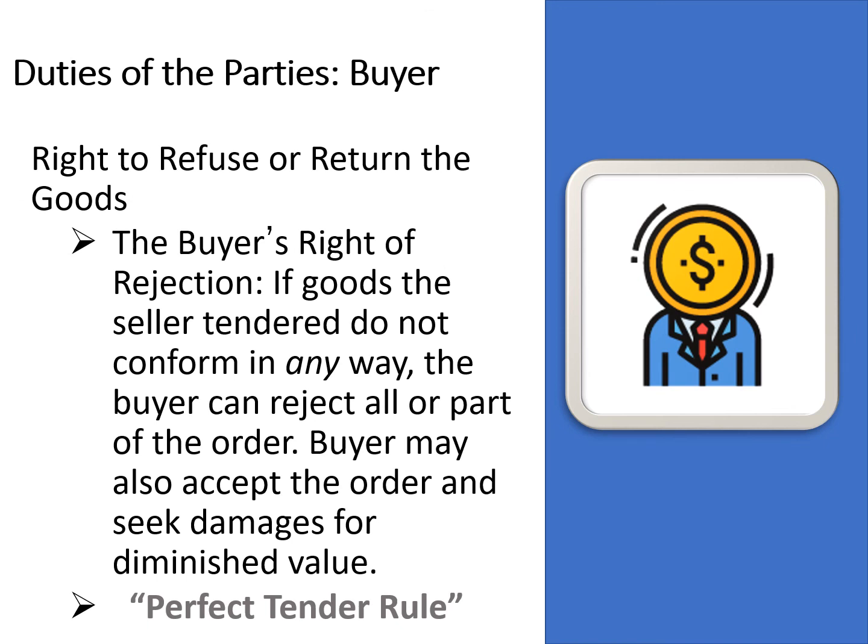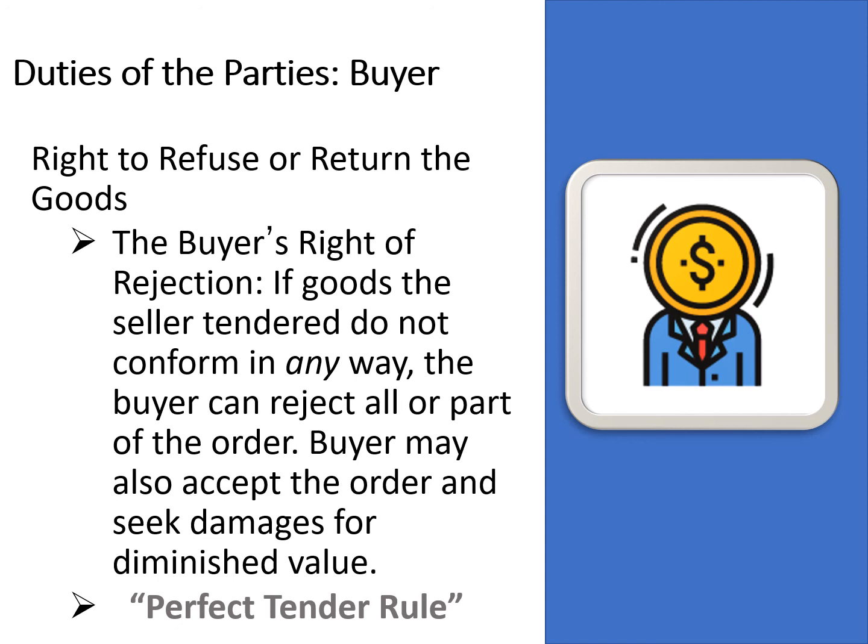Right to refuse or return the goods. Once the buyer has received the goods, i.e. once the seller tenders the goods to the buyer, the buyer has the right to inspect them to make sure that they conform to the contract. And if there is anything wrong, any minuscule problem with the goods, the buyer may reject all of them or part. This is called the perfect tender rule.